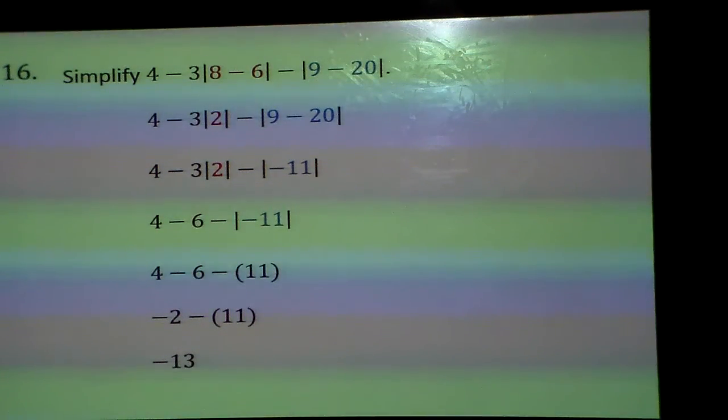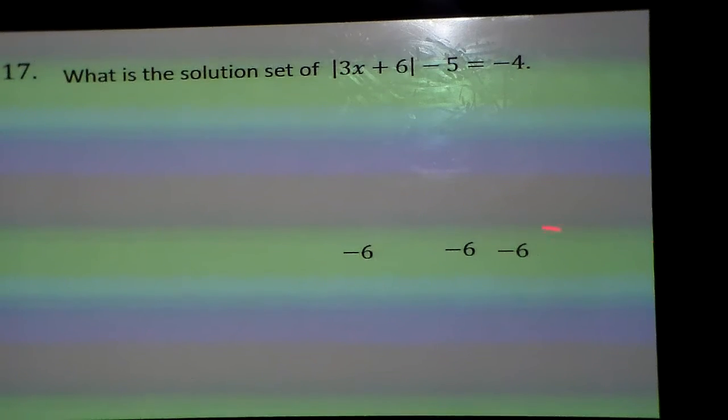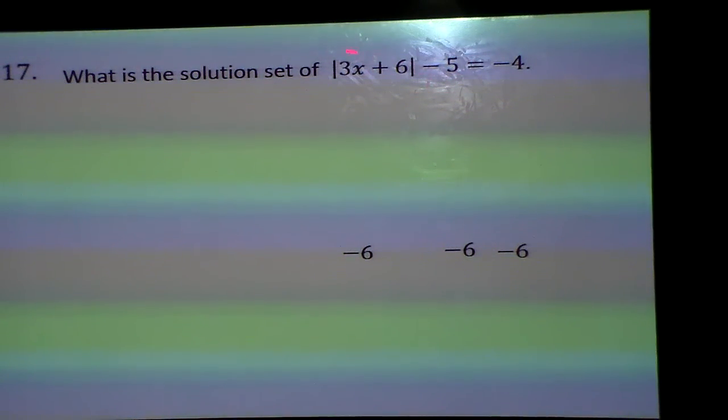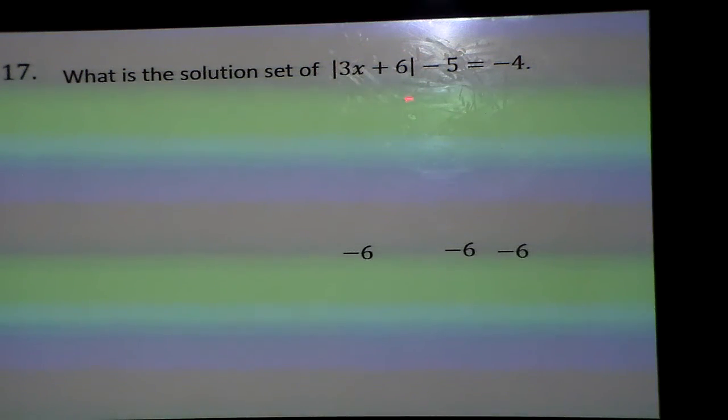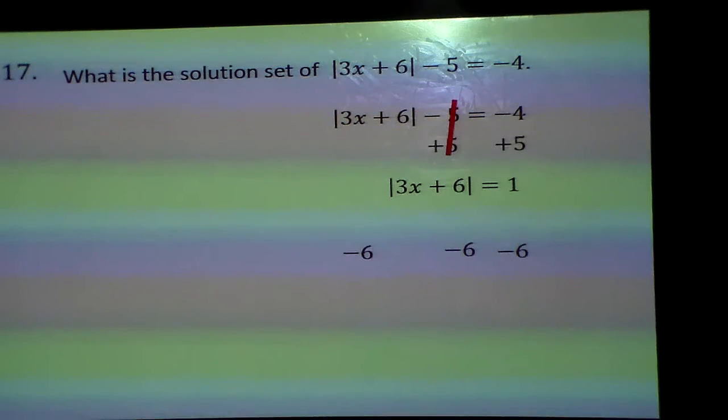Now you can type that in the calculator also and get your answer. That's probably the easiest way to make sure you do it correctly. Now, forget that negative 6 for a second. But to solve the solution set, this is an equal. You have to get just the absolute value by itself. So I'm going to add 5 to each side first. That cancels out, so I have that.